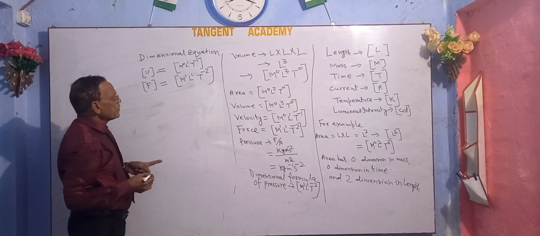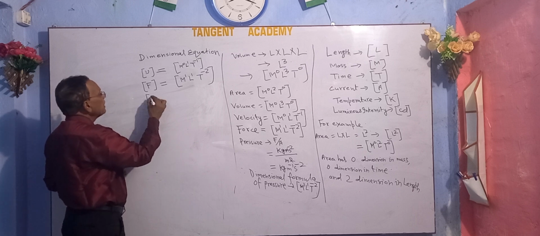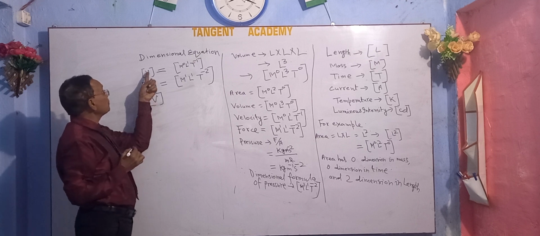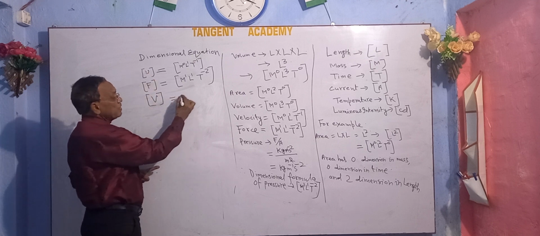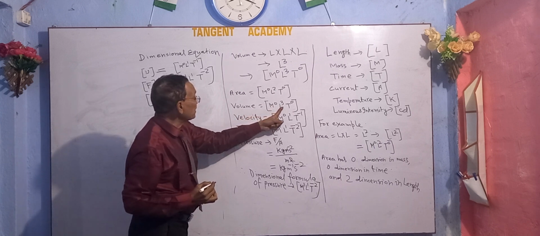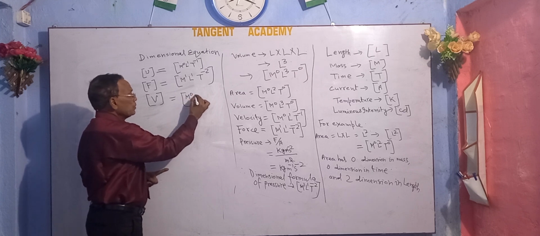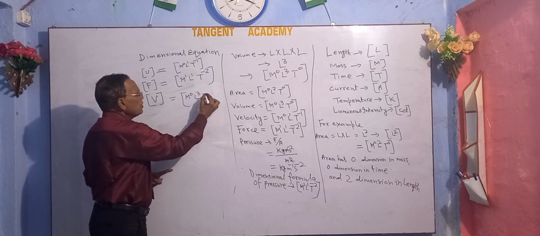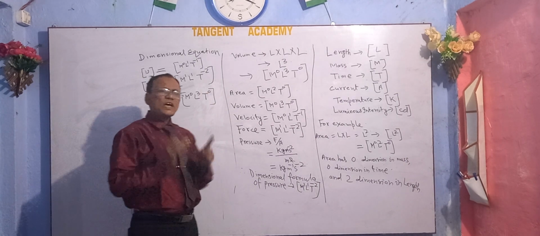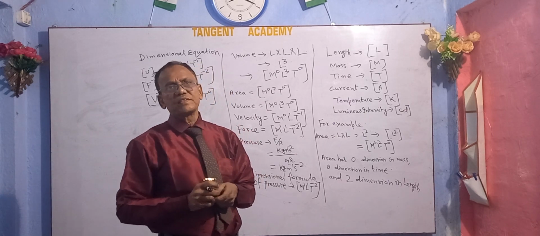Similarly, volume, capital V. Here I symbolize volume as capital V, and velocity for small v. Here I can see M0 L cube T0. In this way, we can write the dimensional formula of all the physical quantities.